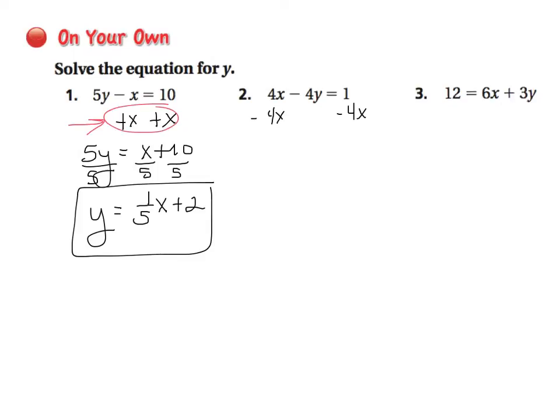you can do that. All right, so now going to number 2, because this is where I see a lot of mistakes. A lot of mistakes.